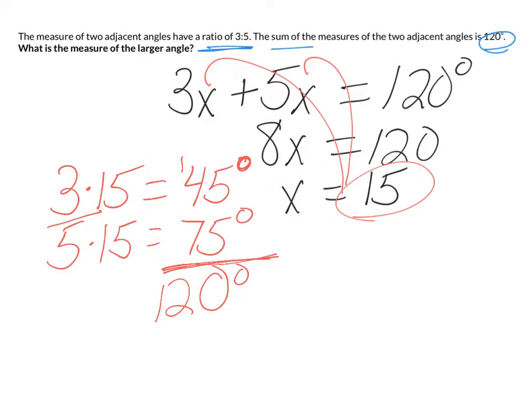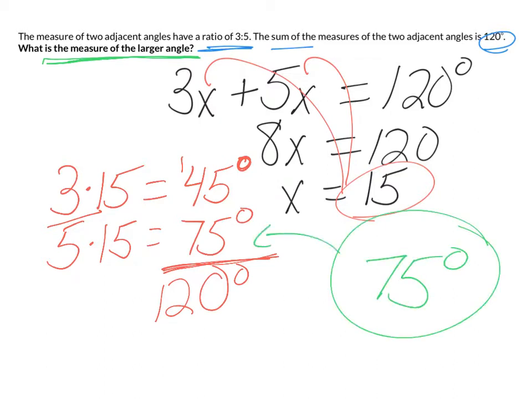But let's look at what the actual question is. The actual question is, what is the measure of the larger angle? Okay, so my answer is 75 degrees because that is the larger of the two angles.